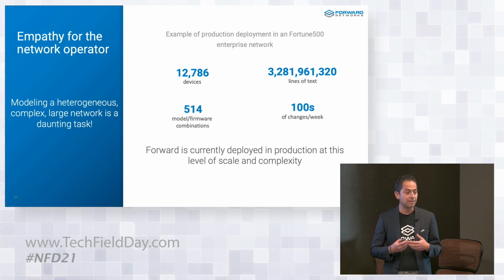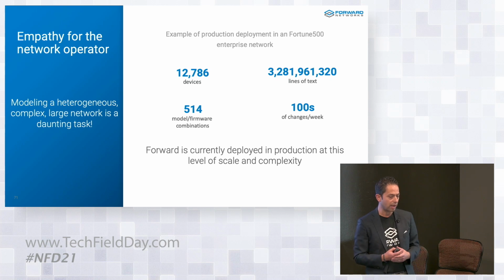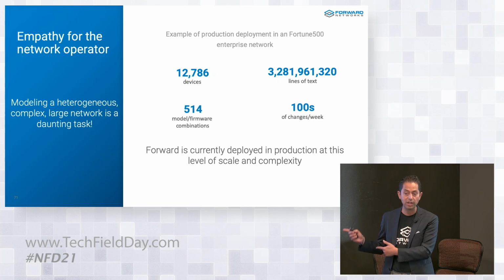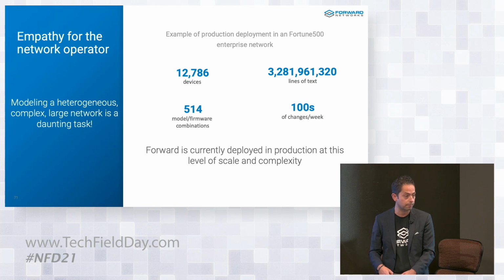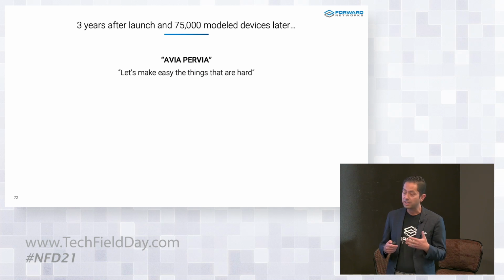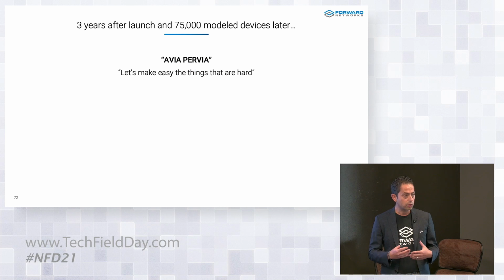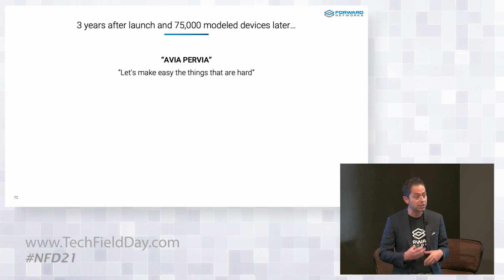So, and it's great to stand in front of you on behalf of the team and showcase all this great feature, because we now have the confidence that this platform really can deliver on the promise. We are deployed in these very challenging environments today in production, okay? So there is a motto here that we use when we try to build new functionality. It's Avia Pervia, which is Latin for let's make easy things that are really hard.